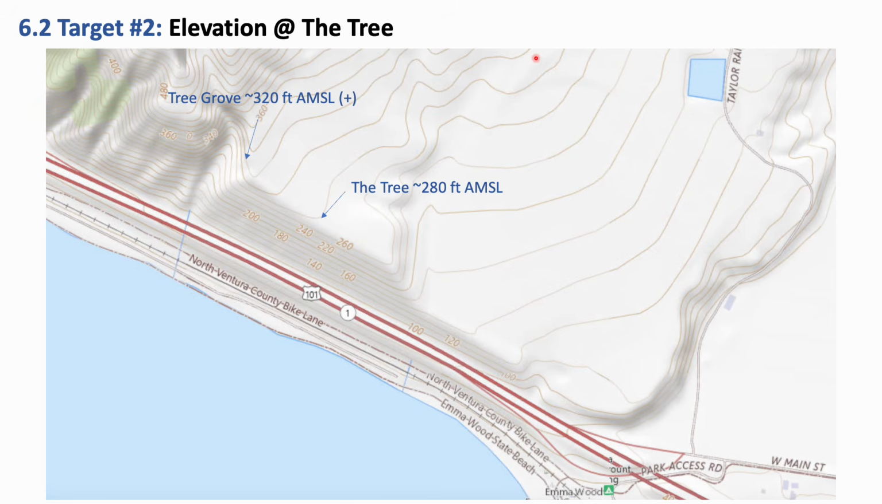The elevation of the tree is about 280 feet above mean sea level. This is a topo map. You've got Highway 101 at about 80 feet, I think. And then you've got the tree sitting in the middle of this part of the ridge here. It's right in the midpoint, so that's about 280 feet. And then the grove sits right along here at maybe 320 feet. Globe hidden height would be up here about 334, I believe. Here's Taylor Ranch.